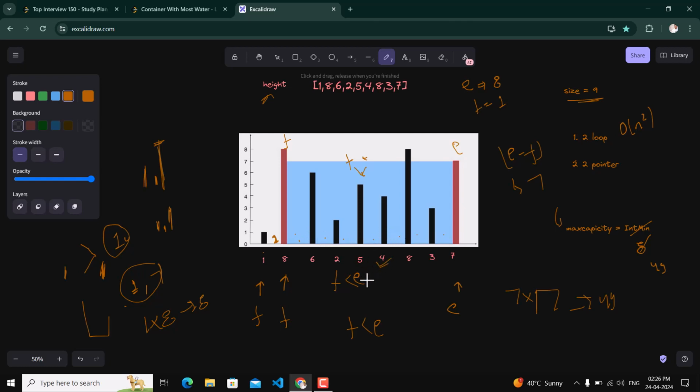So we will place our front and end pointers, then compute the maximum amount that it can store, and check it against our variable, the maximum capacity, whether it is greater than that or not. If it is, we will replace its value. Then we will move our pointer on the basis of the smaller bar. If front is pointing to the smaller bar, we will move the front, and if end is pointing to the smaller bar, we will move the end. Again we will calculate it up till front is less than end. Okay, so this is our approach. Now we will look at its implementation.